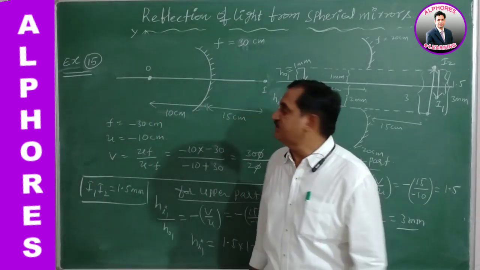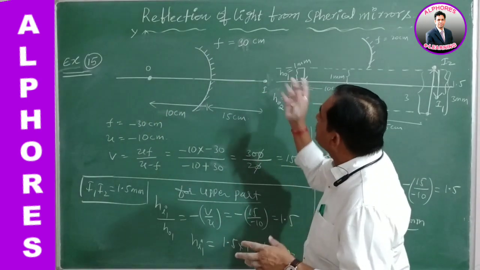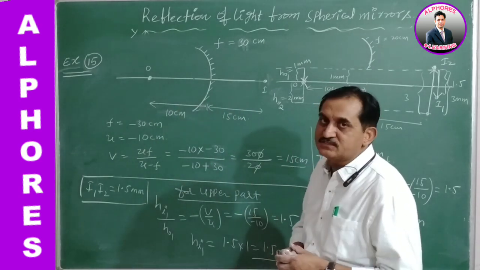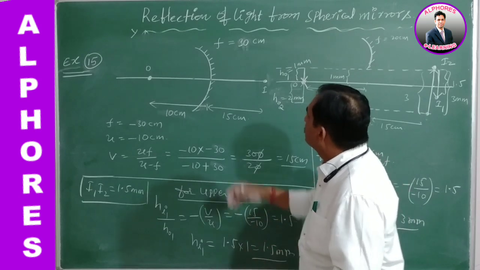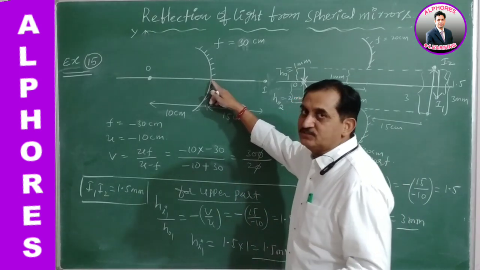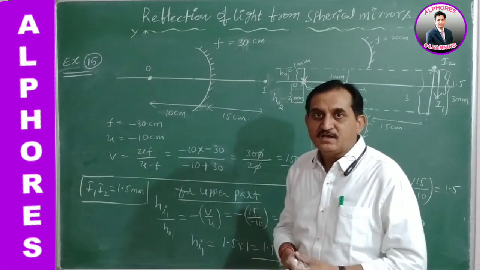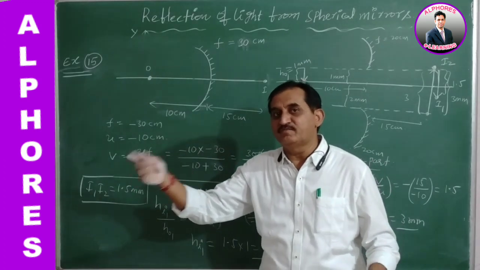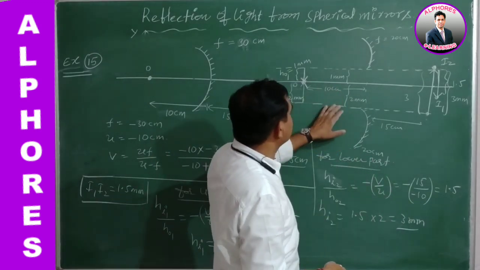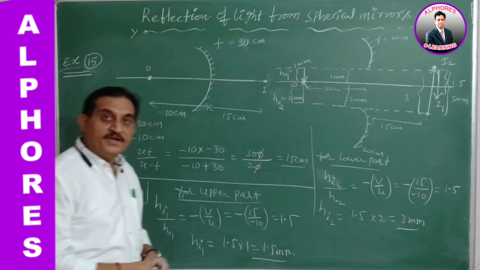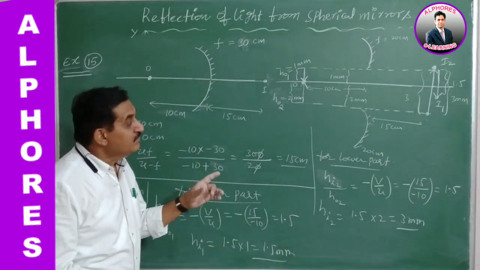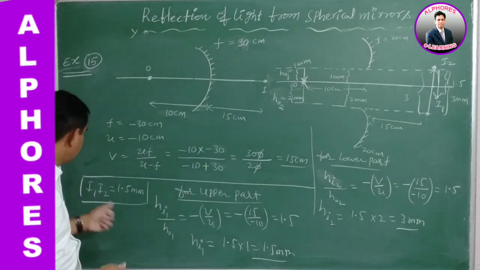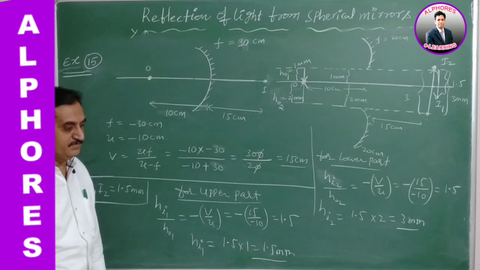So once again, the question is: there is a concave mirror of focal length 30 centimeters, and an object is kept at a distance of 10 centimeters on the principal axis. Now this concave mirror is cut into two equal parts along the principal axis, such that the two parts are moved away from each other. One is moved by 1 millimeter and the other by 2 millimeters. Then find the distance between the images formed by these two parts. Final answer: 1.5 millimeters.